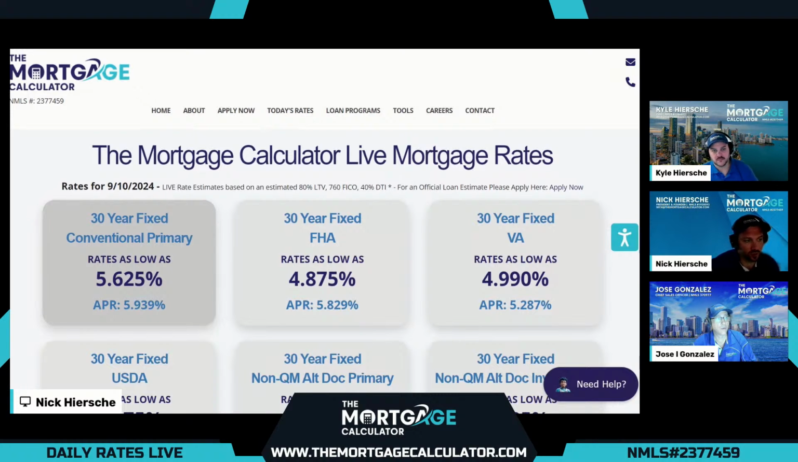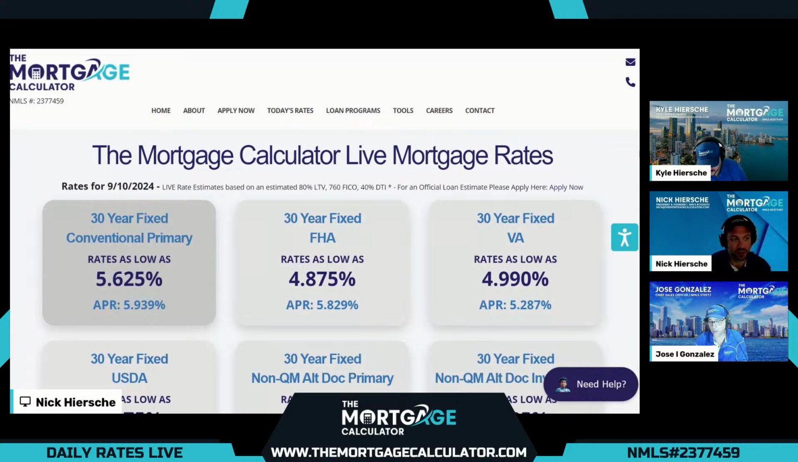So first up, our 30-year fixed conventional option for a primary home, the typical loan that most people think of when they think of a mortgage. Coming in today, 5.625, final APR 5.939. Absolutely amazing. Again, over 1 year lows here. So we'd love to see the rates go down. Definitely recommend everybody get out there that was on the fence.